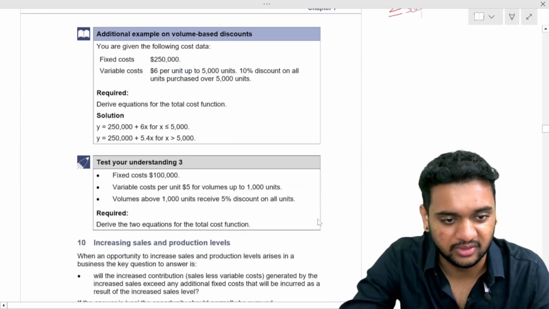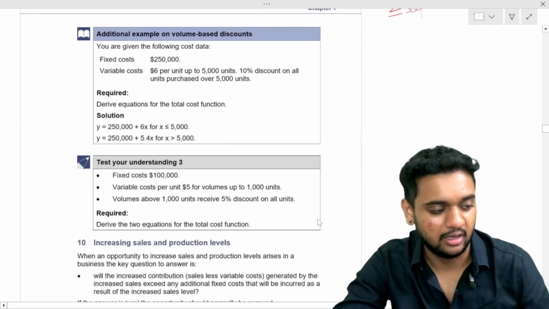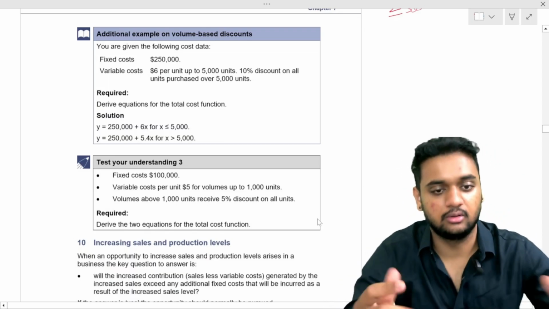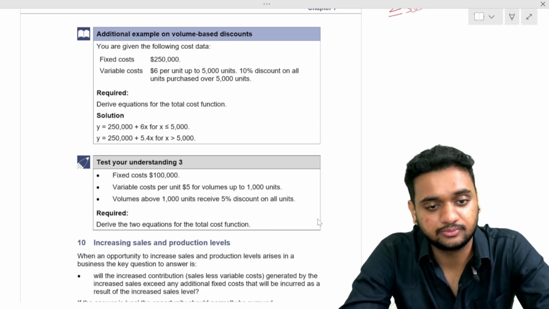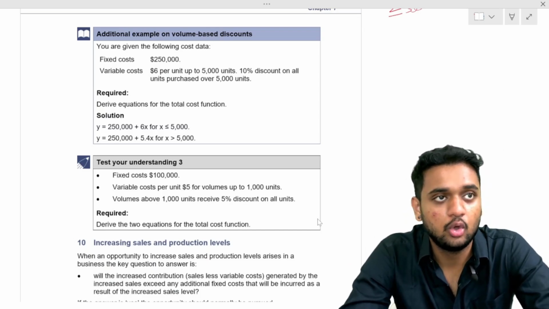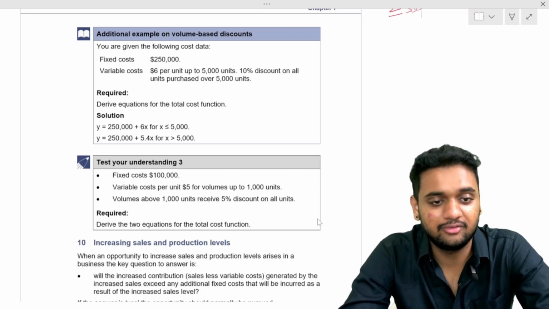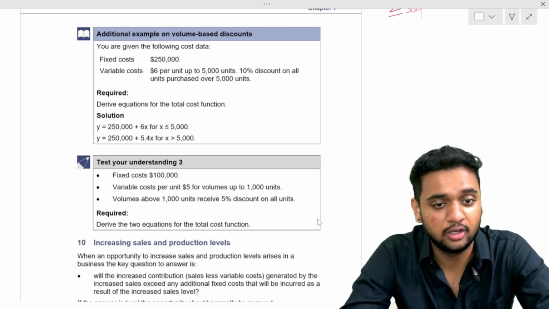Now come to test your understanding question number 3. Don't write anything, just tell me orally. What are the two equations? Y is equal to 1 lakh plus 5 into x for less than or equal to 1000 units.